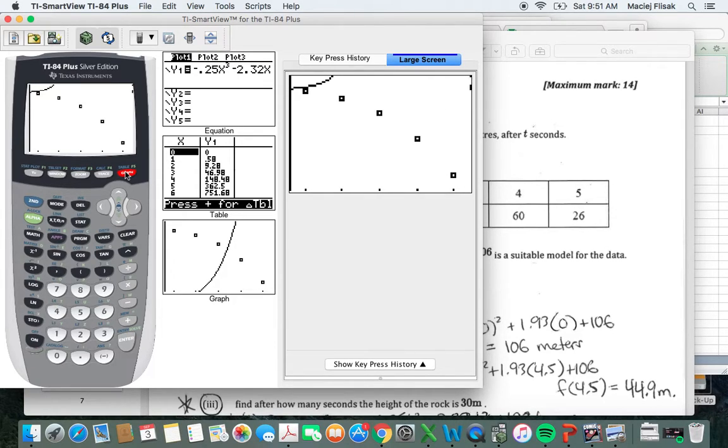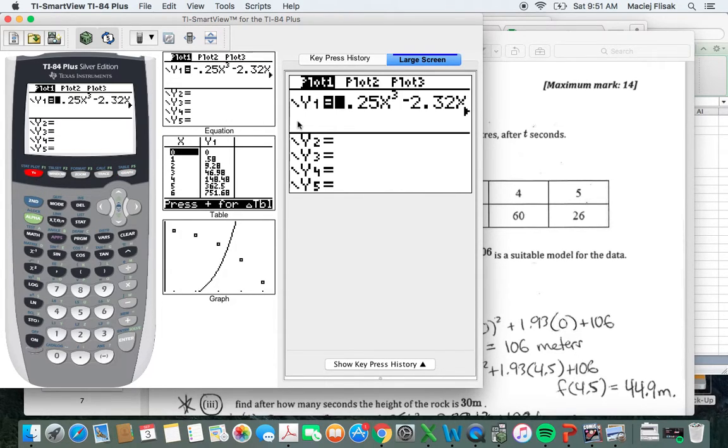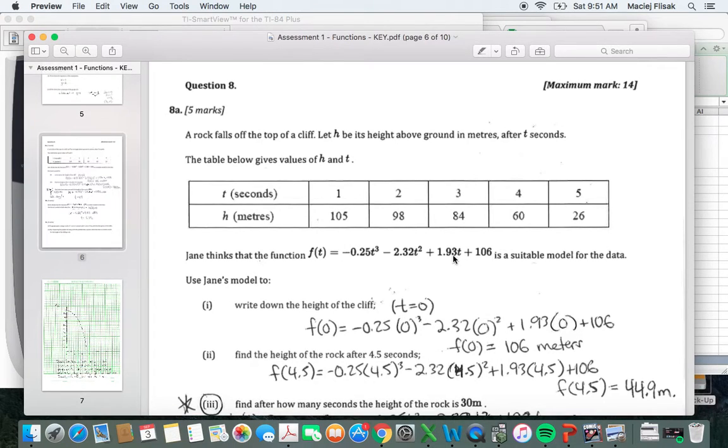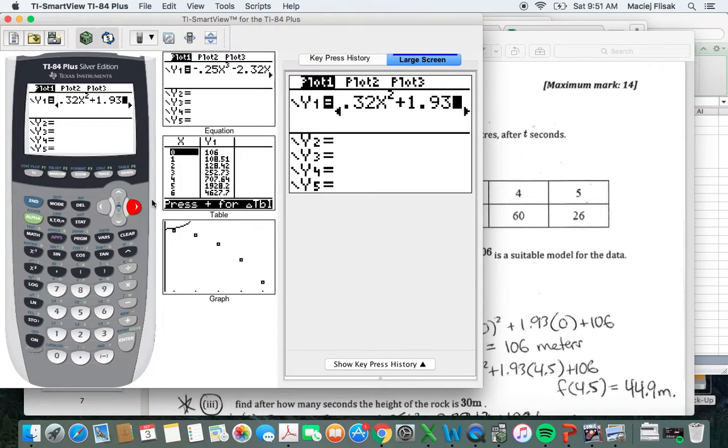Whoa, her model went up, and what's going on over there? Did I enter it right? Let me take a look. Something doesn't seem right there. Negative 0.25x cubed, all right, minus 0.232x squared. Yeah, something's not right. It's 0.232x squared. I don't see this plus 1.93. Oh, there it is, 1.93. That's fine. That's 106. Something's not right. The graph does not look right.